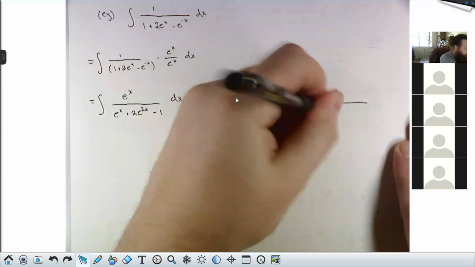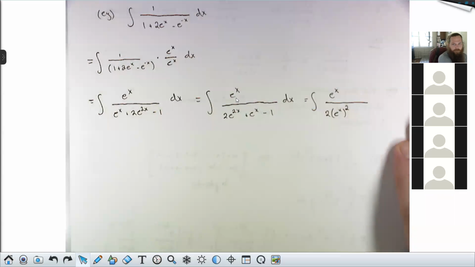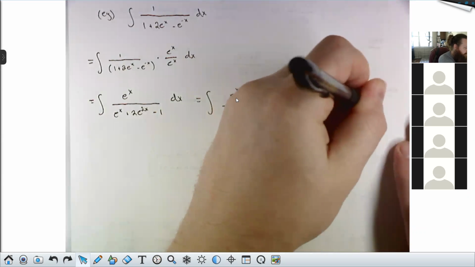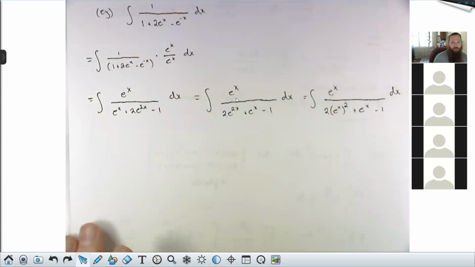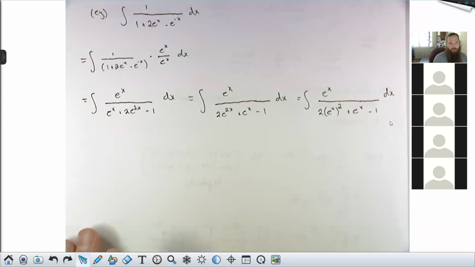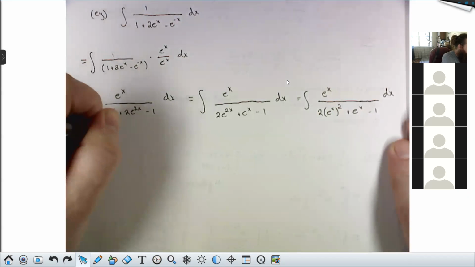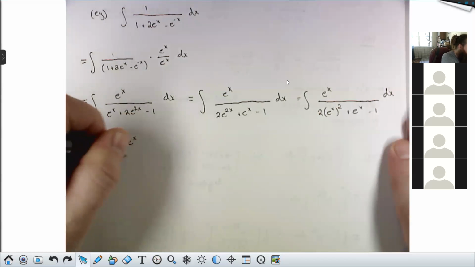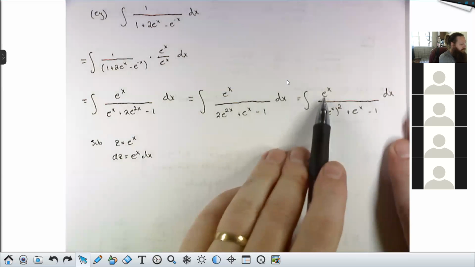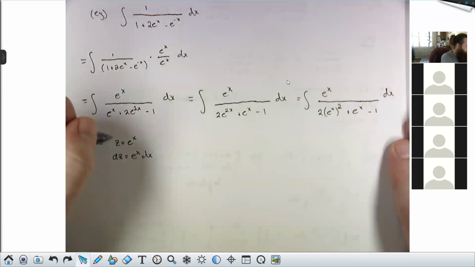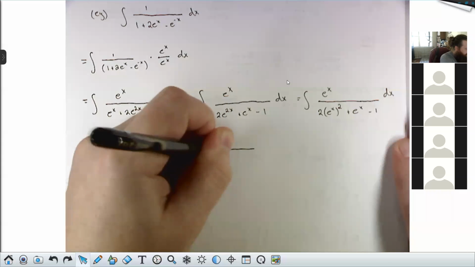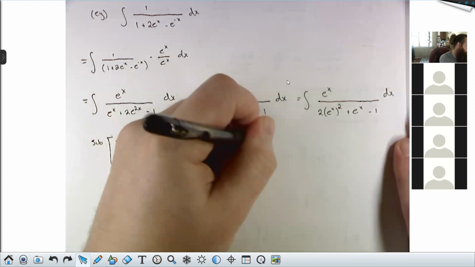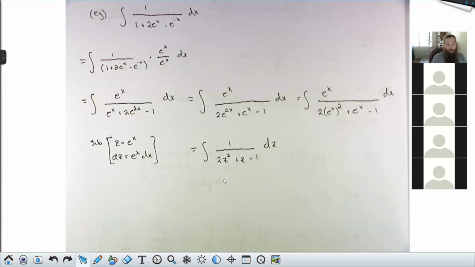Let me do one more suggestive thing here. e to the 2x is the same as e to the x squared, like this. So I have 2 times that squared plus that minus 1. Staring at this, does anybody see a nice substitution? e to the x. Very good. I'll use the letter z just for fun. Let z equal e to the x. dz then is e to the x dx. So this e to the x upstairs, I'm going to group with this dx. That will be my dz. And then this is going to become a proper rational function: 1 over 2z squared plus z minus 1 dz. And from here, what do we do?